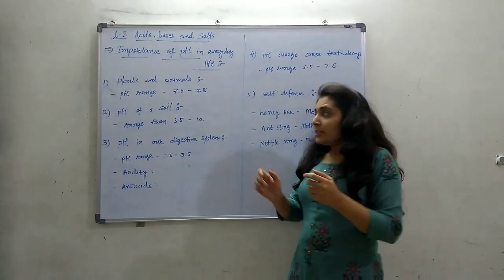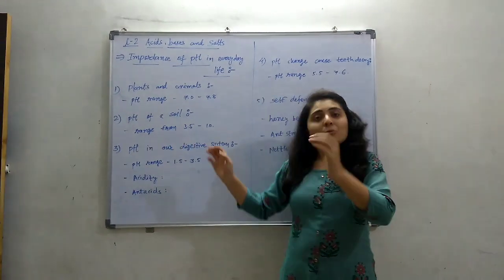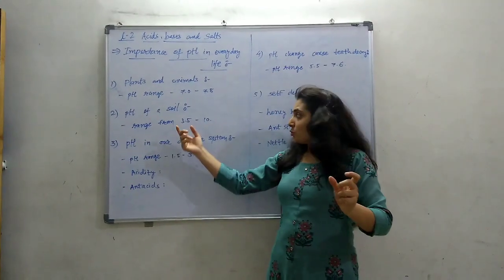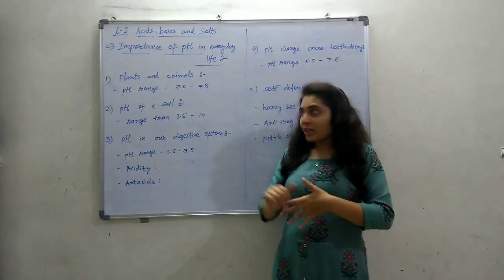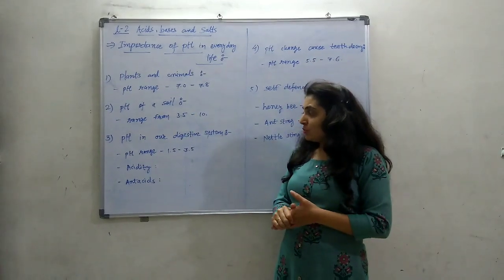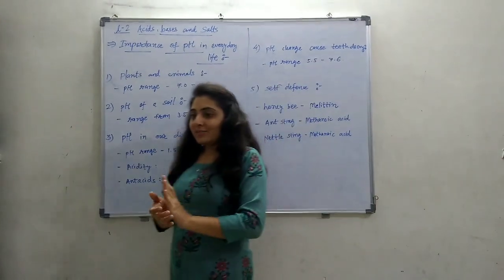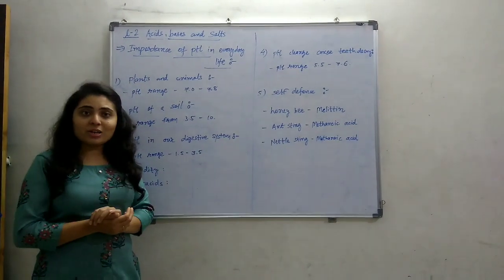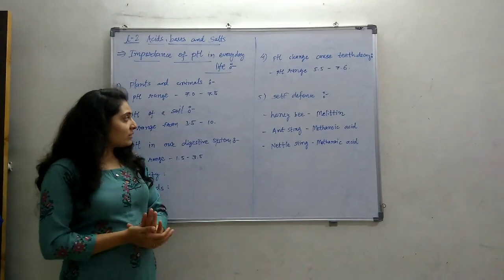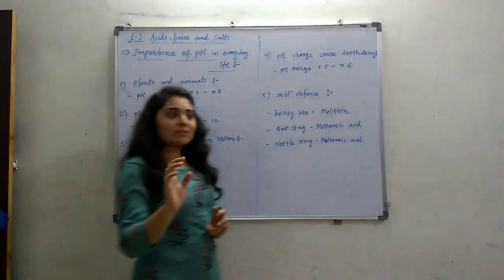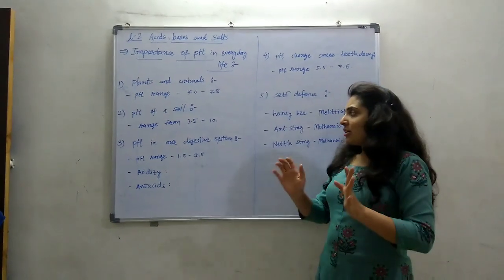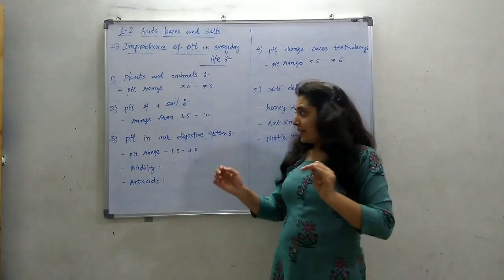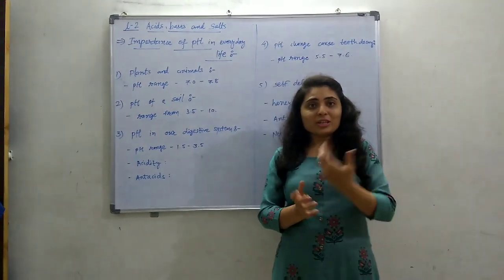Now pH of soil. Generally, there are various types of soils. The pH range of soil is 3.5 to 10. For values less than 7, that soil is called acidic soil. For 7 or near about 7, that soil will be neutral soil, and for more than 7, up to 10, that will be basic soil. Generally, in normal temperature areas, the soil is generally basic.